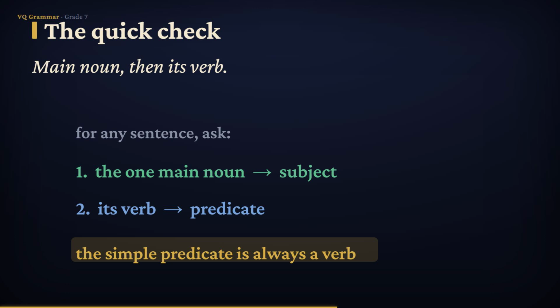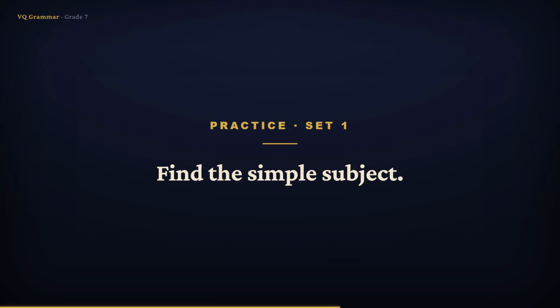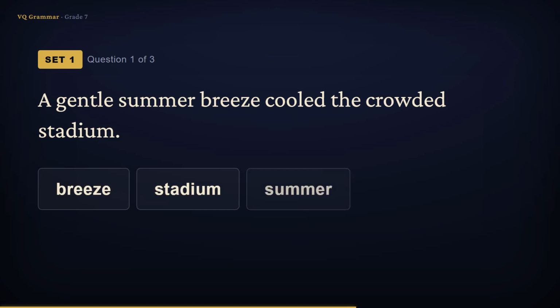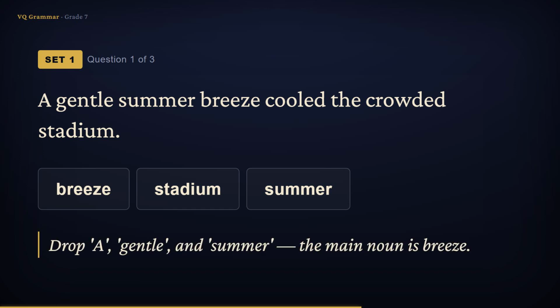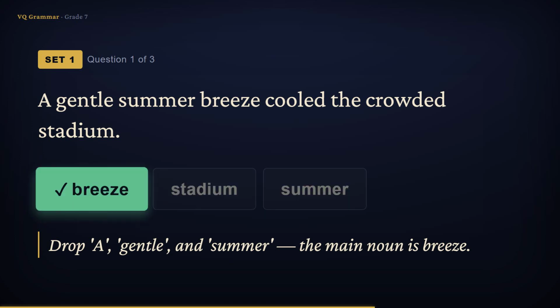Let's try a few together. In this first set, find the simple subject. Strip away the little words and the describing words and pick the one main noun the sentence is really about. Pause the video and try each one yourself before I give the answer. A gentle summer breeze cooled the crowded stadium. Strip away a, gentle, and summer, since those just describe it. The one main noun the sentence is about is the breeze. Stadium sits over in the predicate, so the answer is breeze.